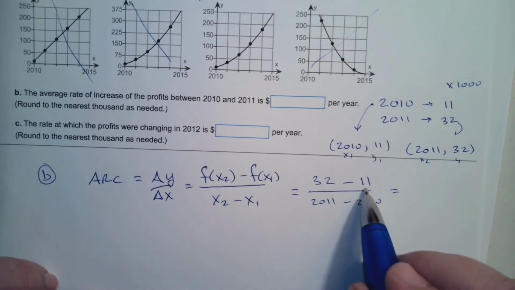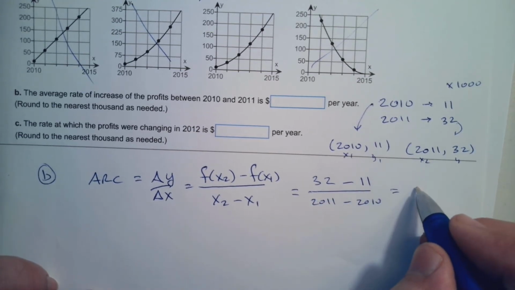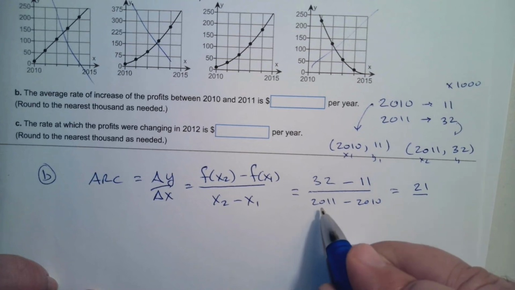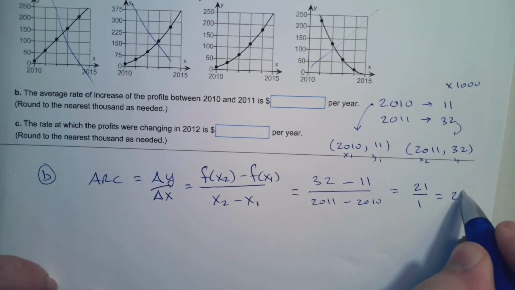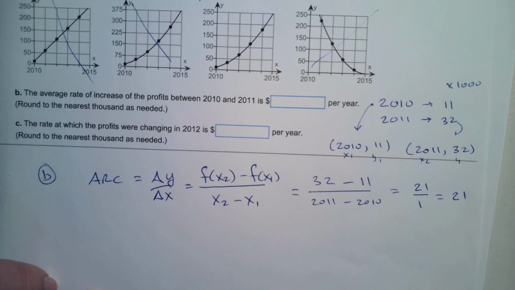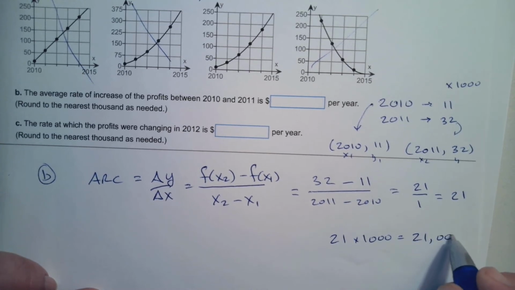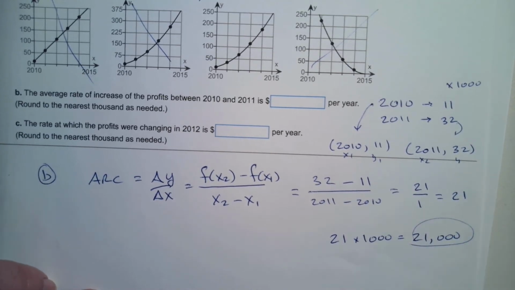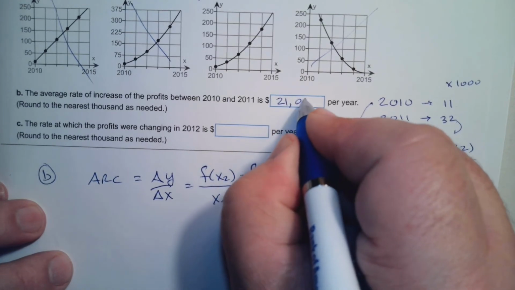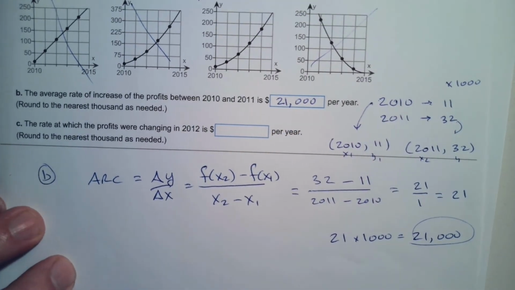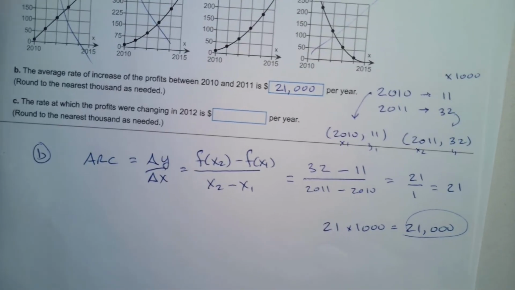32 minus 11 is 21. 2011 minus 2010 is 1. So it's 21. 21 times 1,000 is 21,000. So that's your answer: $21,000 per year.